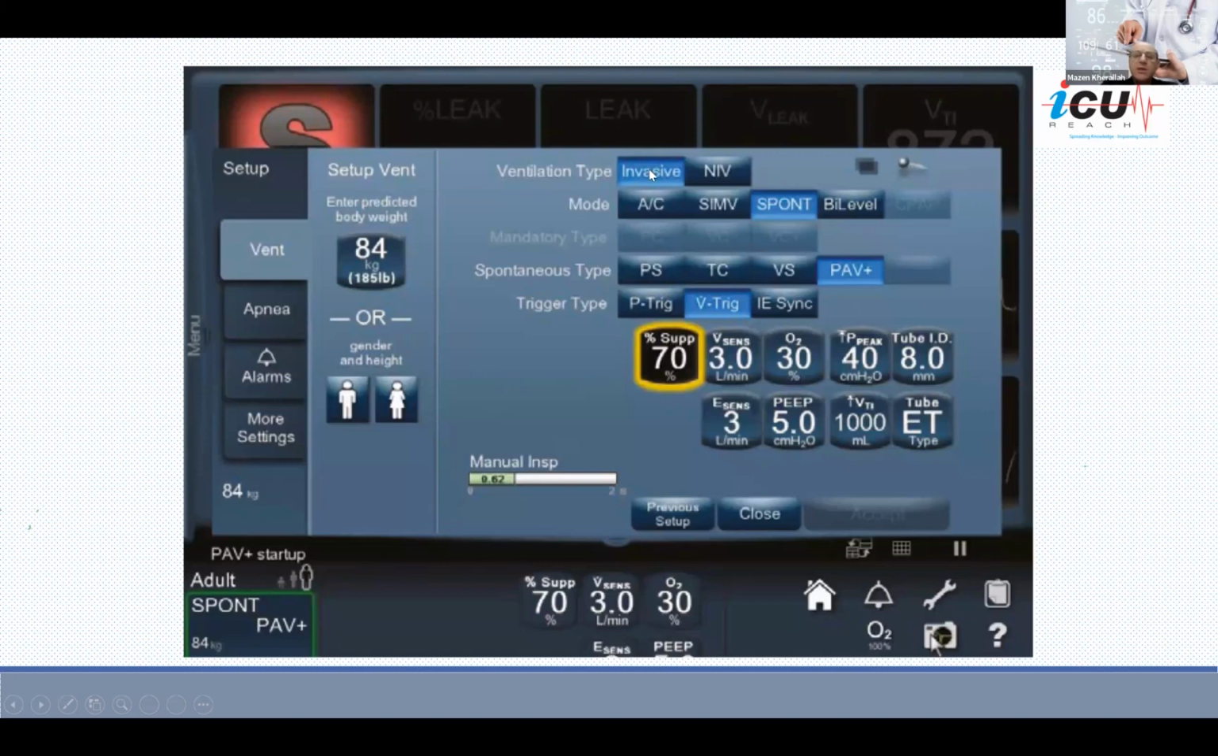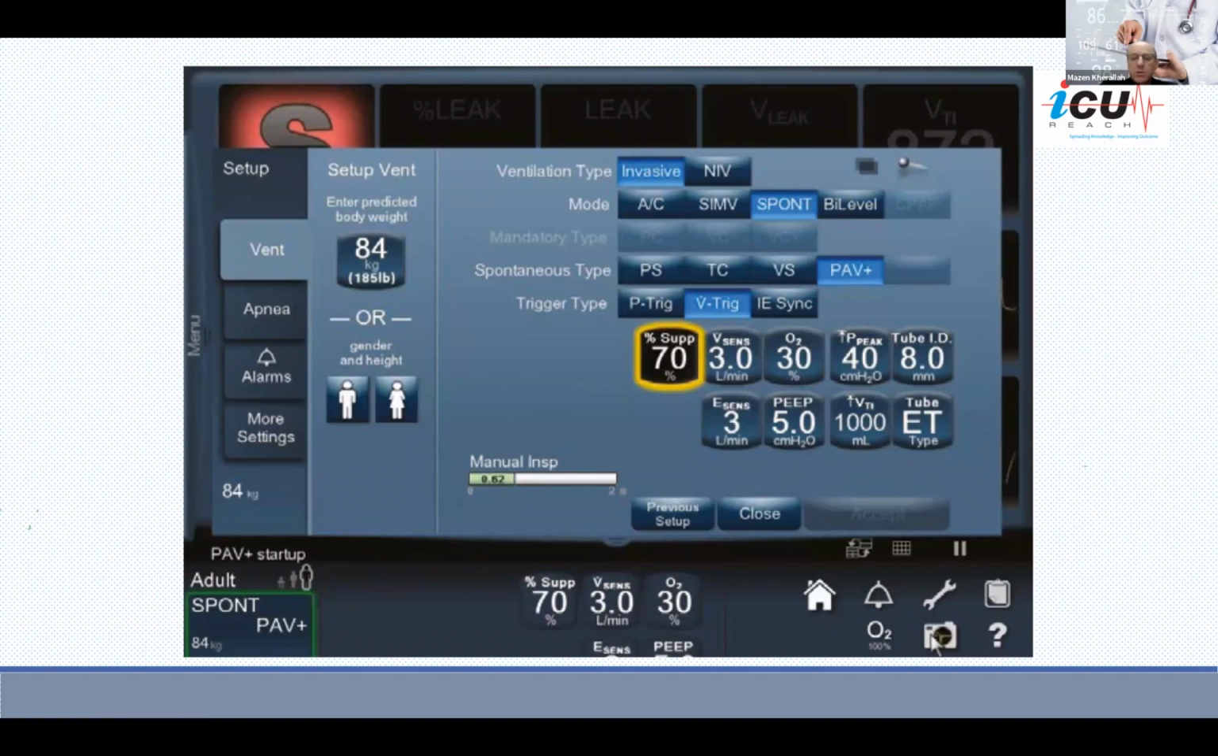Now, you can see here invasive, and this is a spontaneous mode. And what type of spontaneous breath are we going to use? We're going to use proportional assist ventilation plus. Okay. And all you're going to set is the percentage of that work of breathing that the machine will take over. And we're saying here, take over 70% of the work of breathing.